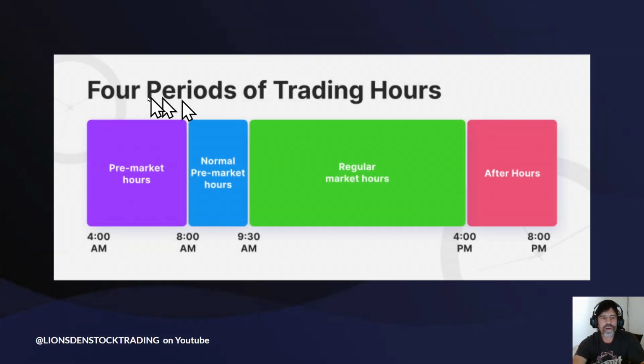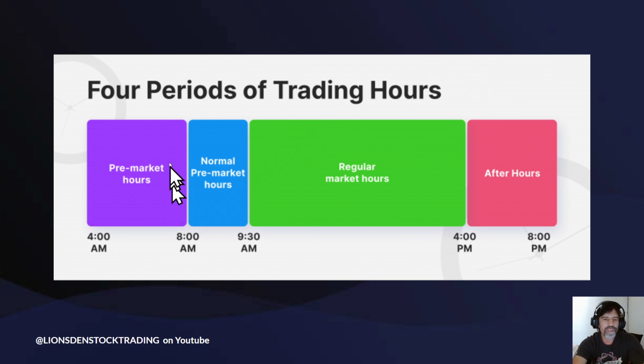So here are the periods of trading hours. The pre-market hours are 4 a.m. to 8 a.m. Eastern Standard Time, and then 8 a.m. to 9:30 a.m. is normal pre-market. So this is like super pre-market, and this is normal pre-market, and regular market hours are from 9:30 a.m. Eastern Standard to 4 p.m. And then there's after-hours trading all the way up to 8 p.m. Eastern Standard Time. So you subtract 3 hours from each of these for Pacific Standard Time.